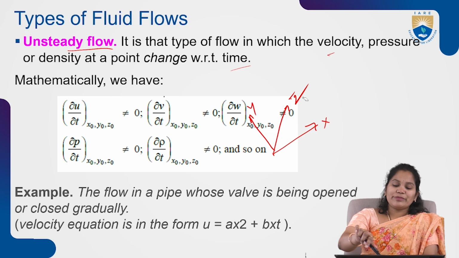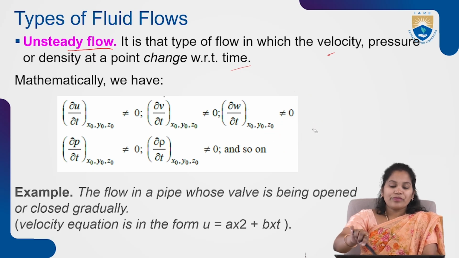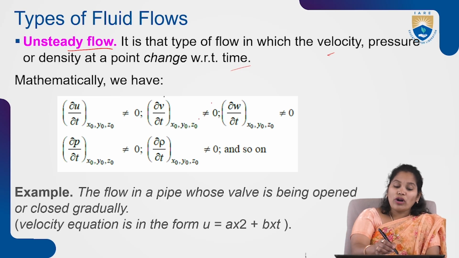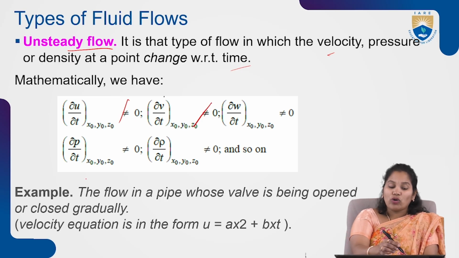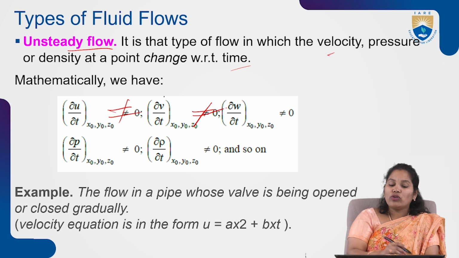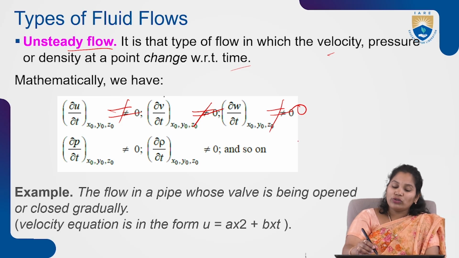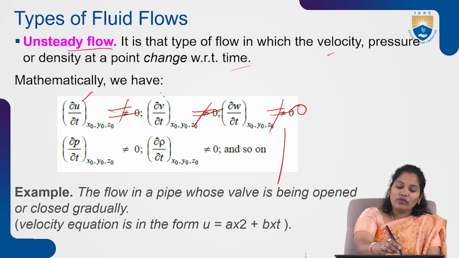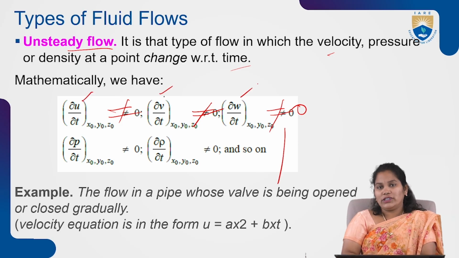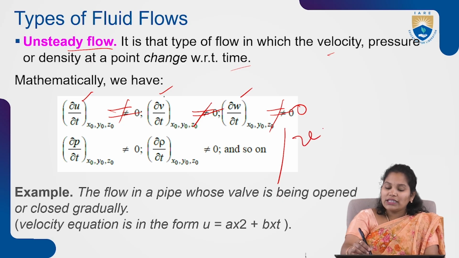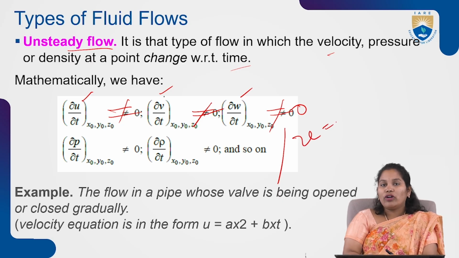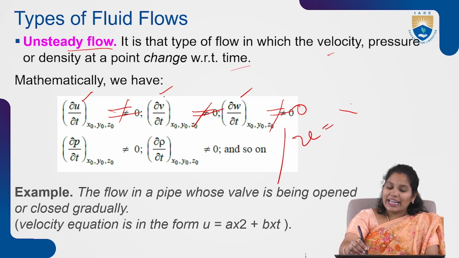The mathematical expression for this is dou u by dou t is not equal to 0, dou v by dou t is not equal to 0, and dou w by dou t is also not equal to 0. So the velocities which you take, here we are saying u, v, w, all these are your velocities, right? If we take u, velocity u, that is in the x direction.